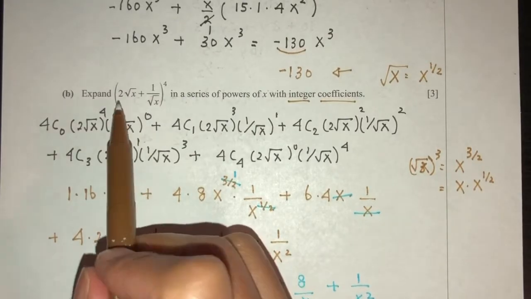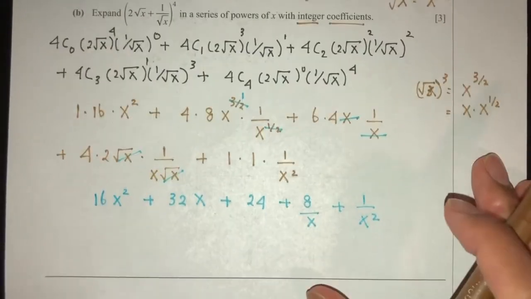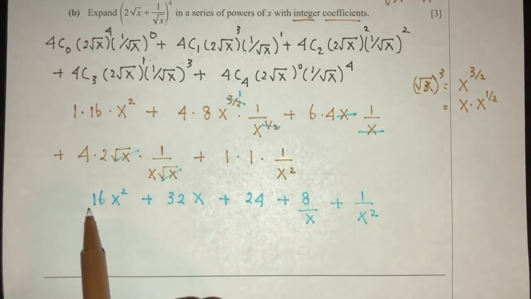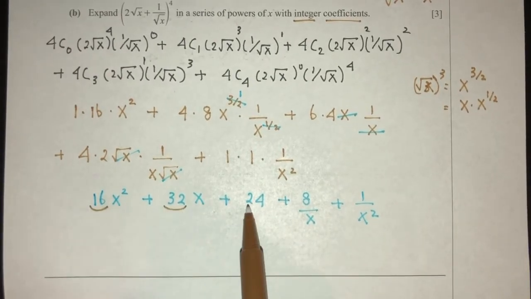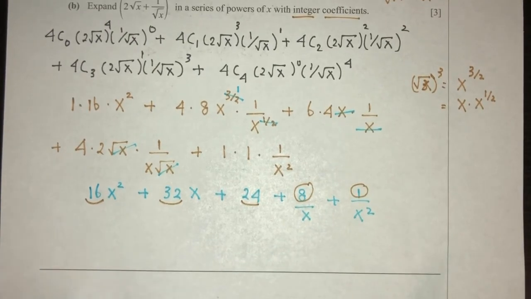So here we have to expand in a series of powers of x with integer coefficients. As you can see, our coefficients here are all integer. Okay, they are all integers. So this is your expansion for part B. And that is your question number 6.